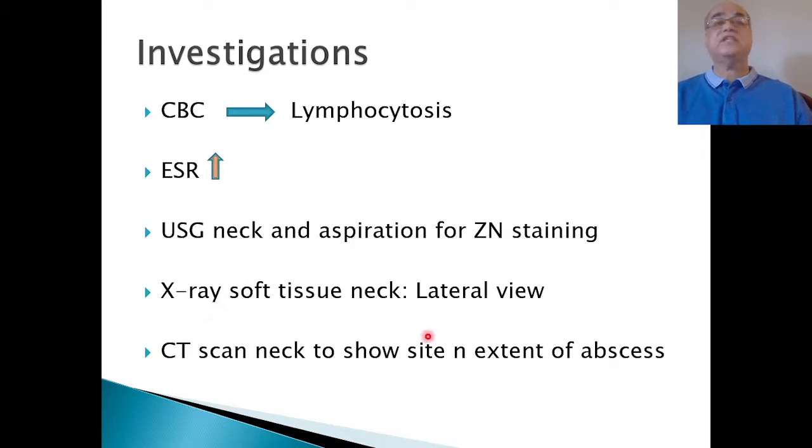X-ray soft tissue neck lateral view will show us this soft tissue density shadow in front of the cervical vertebra, more as compared to the normal one, that will be more than 2/3 of the diameter of the corresponding cervical vertebra. I show you the x-rays as well. CT scan of the neck will show us the site and extent of the abscess.